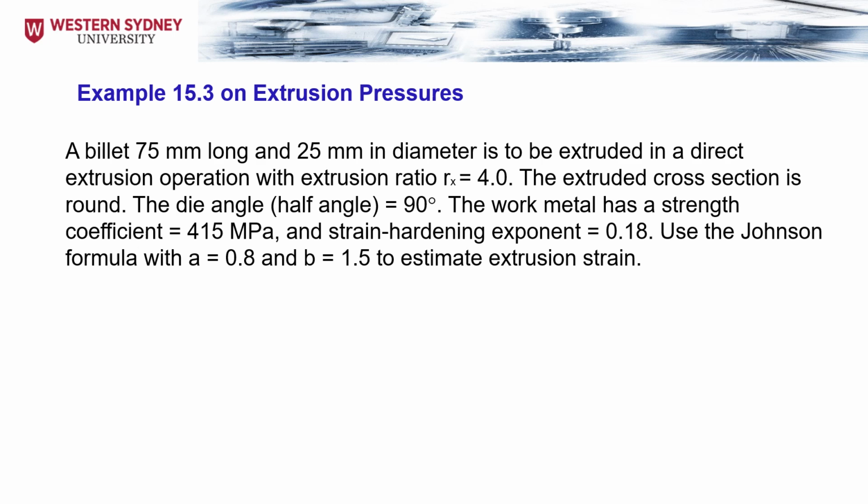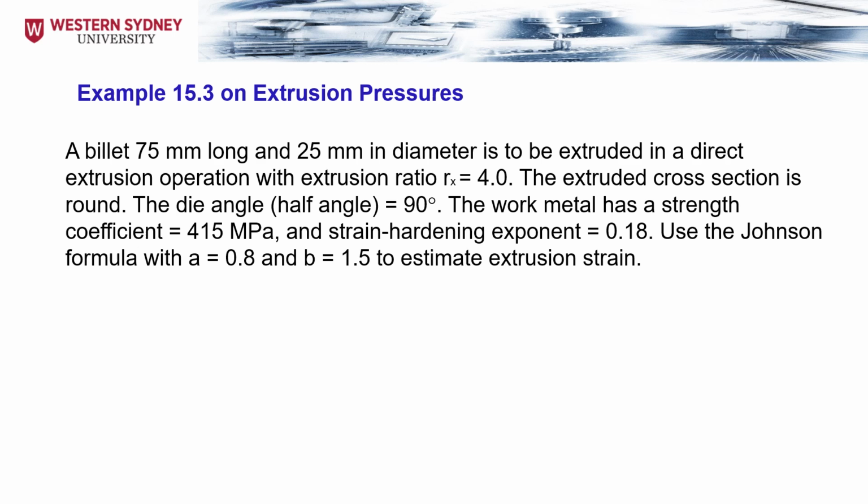Now, let's have an example for the extrusion process. We need to calculate the extrusion pressure for the following example. We have a billet that is 75 millimeters long and 25 millimeters in diameter. This is to be extruded in a direct extrusion operation with an extrusion ratio value of 4. Now this is the Rx. The extruded cross section is going to be round.